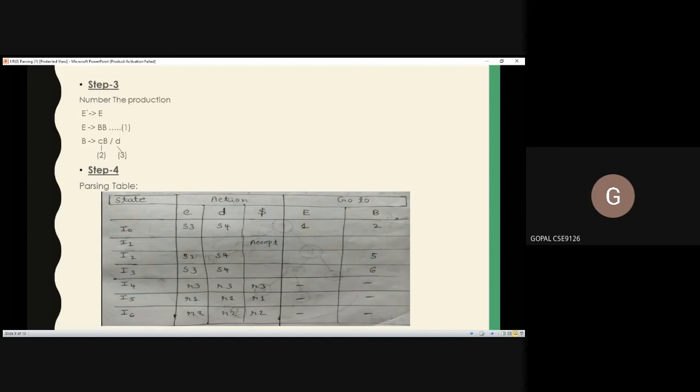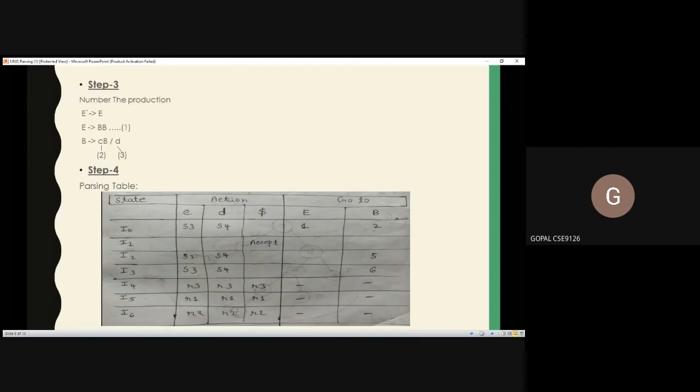And it goes on for I3 also. From I3, small c goes to I3. That's why it is written S3 here. And from I3, small d goes to I4. That's why it is written S4 here. And from I3, capital B goes to I6. That's why we have written 6 here.